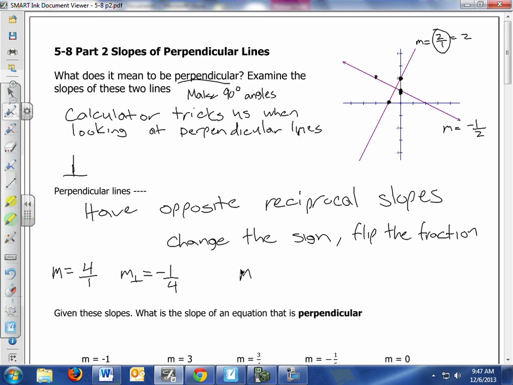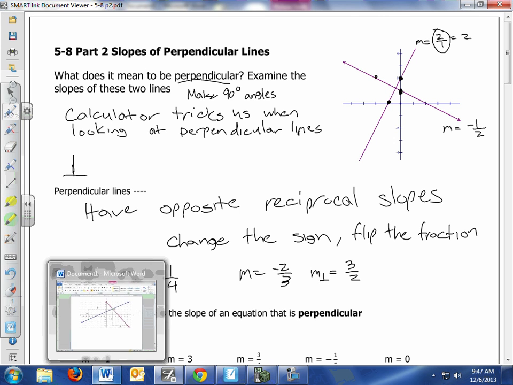If I have a slope of negative 2/3, what would be the slope of something perpendicular? Positive 3 over 2.